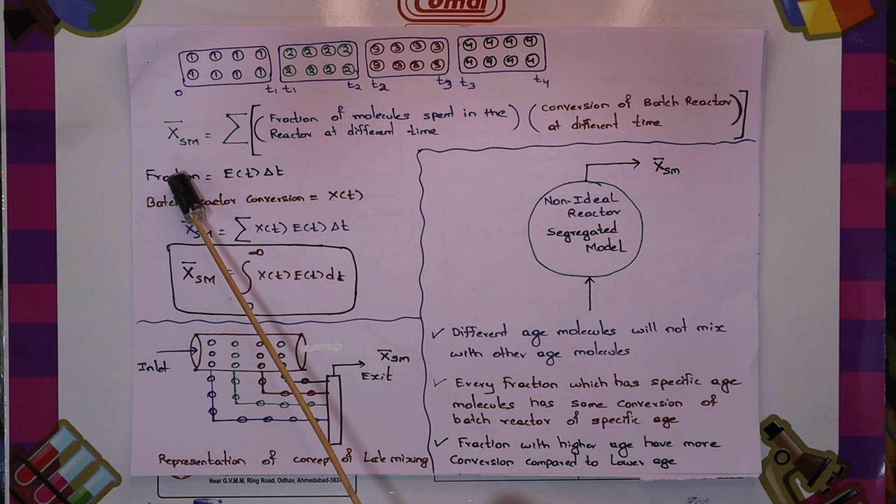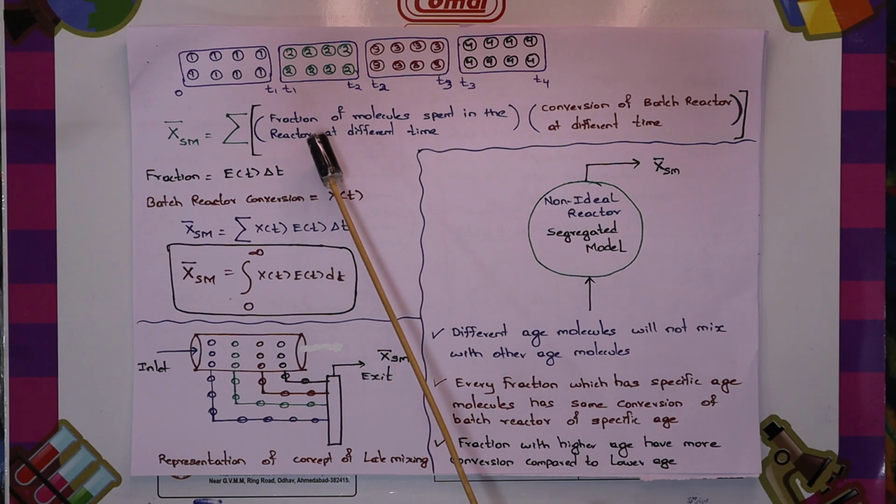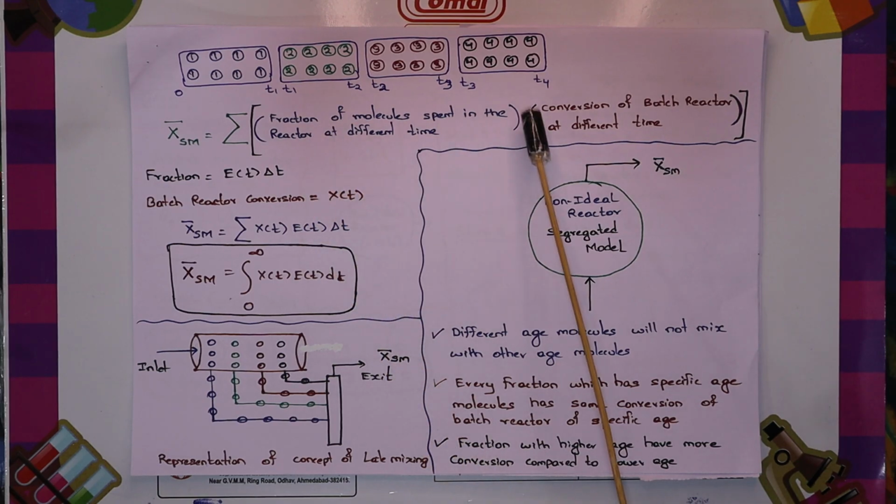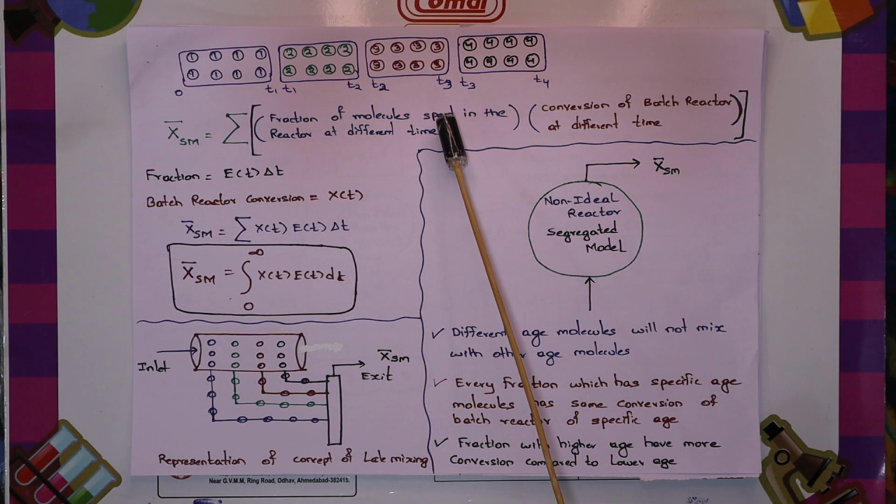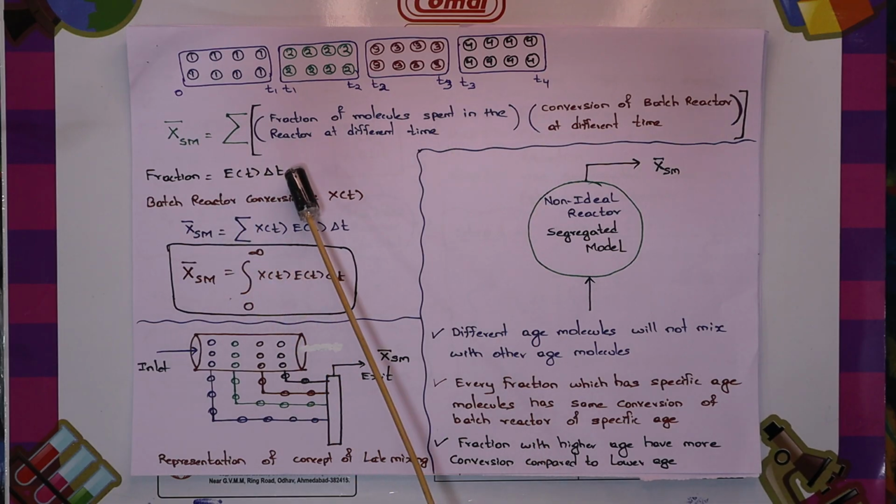Then the fraction is nothing but E of t into delta t. That means the fraction information you can get if you know E of t into delta t. Now, what is the batch reactor information?